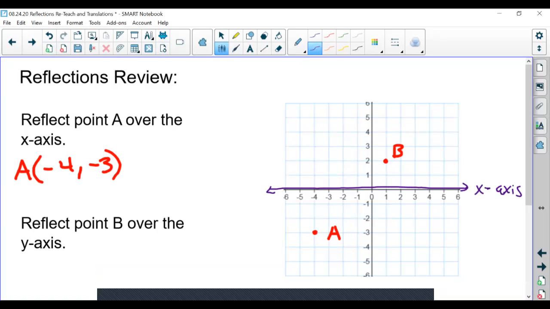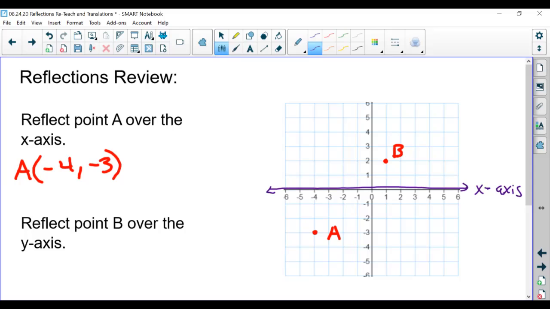You do want to know the coordinate notation or the algebraic rule for these things, but when you're just trying to go from the pre-image to the image and you're doing the reflections, all you need to do is count how far away we are from the axis of symmetry. That's what we're calling the x-axis this time because that's what we're trying to reflect over. So here, point A is 1, 2, 3 points away from the x-axis.